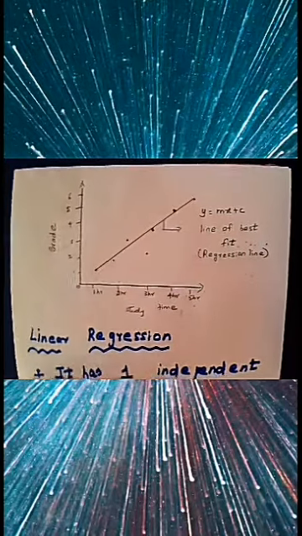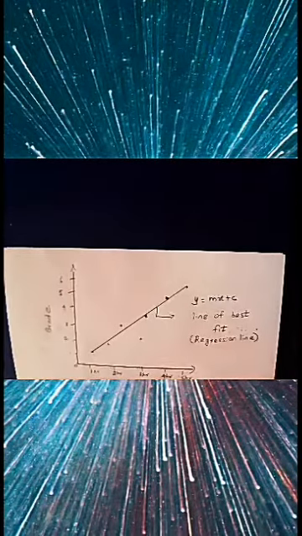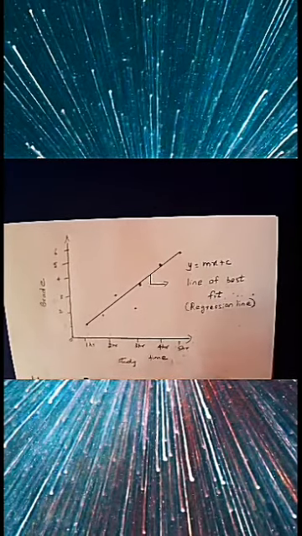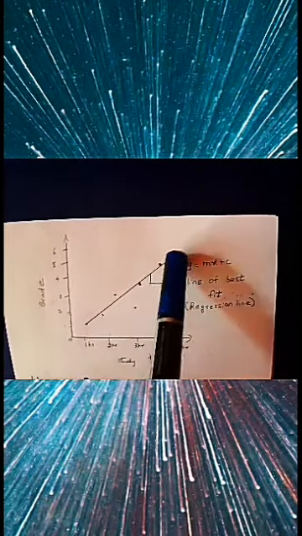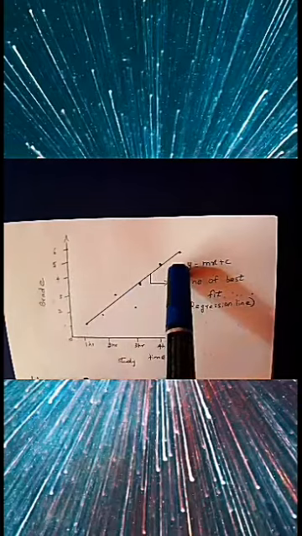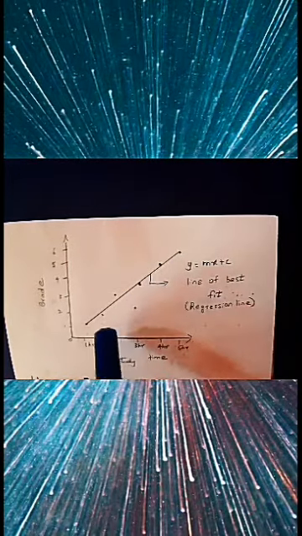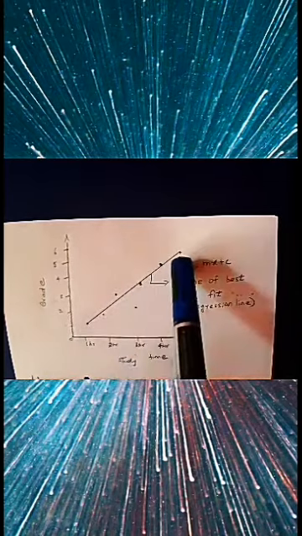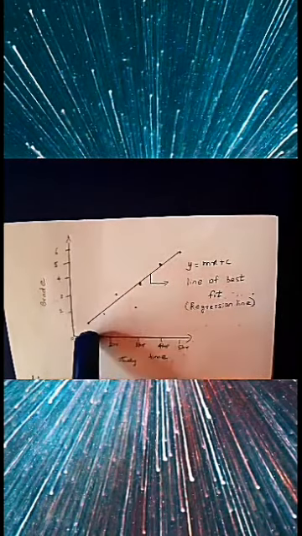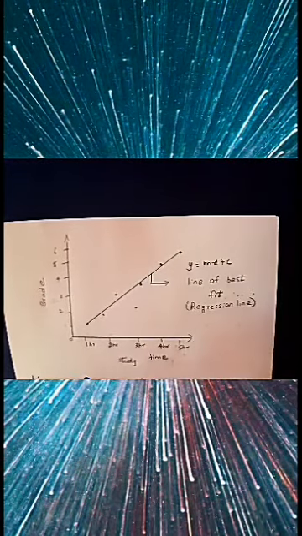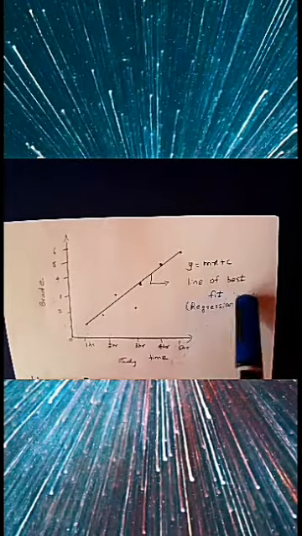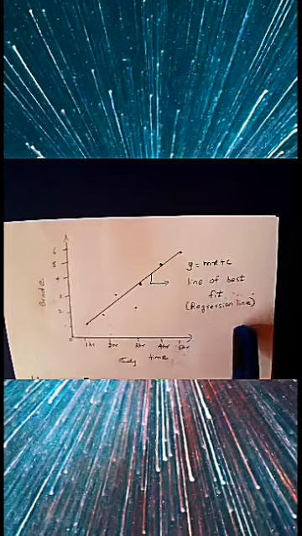Here is a graph. I have made a graph between the study time and the grade. When the study time increases, automatically the performance of the student will increase. And what I have done is I have drawn a straight line. There are many points, you have a point here, here, but I have taken the line of best fit, a straight line which fits the points. The line of best fit is called the regression line.